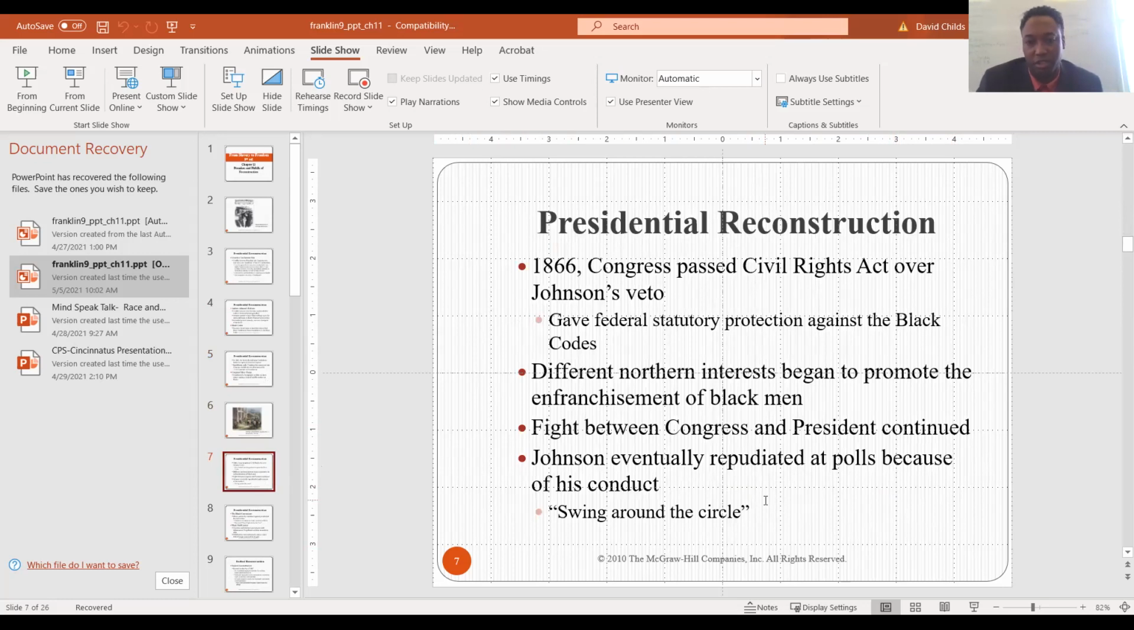More on Reconstruction. In 1866, Congress passed the Civil Rights Act over Johnson's veto. You still have this fight going on between Congress and the president. Because our government, remember, is supposed to be 3 equal branches of power. The president is not supposed to be more powerful than Congress.